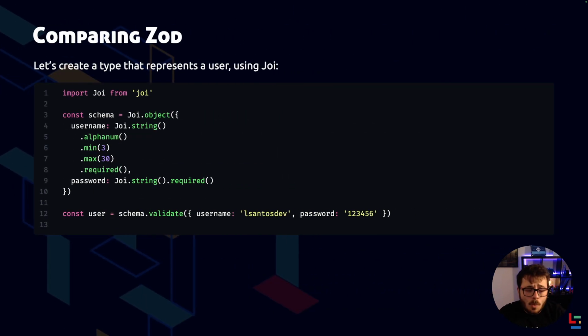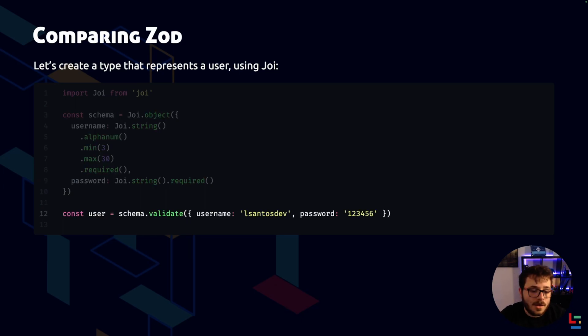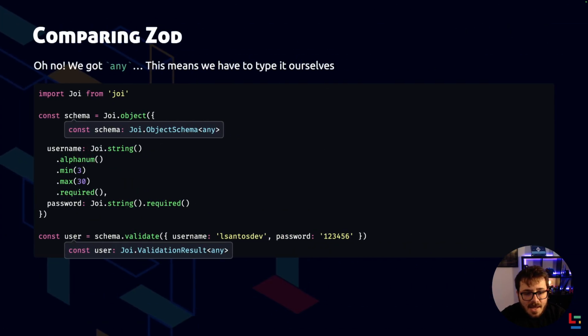So let's compare Zod here. We have the same type using Joi. So basically, we're just defining our object here with an alphanumeric username and everything else, and a password, a Joi string that is required. And then we validate using the schema and the object that we're passing in. What this is going to do is give us some errors or some success according to what we are giving it, right? But if we look at the types, we are going to have anys. And Joi doesn't type anything unless you really want to type it.